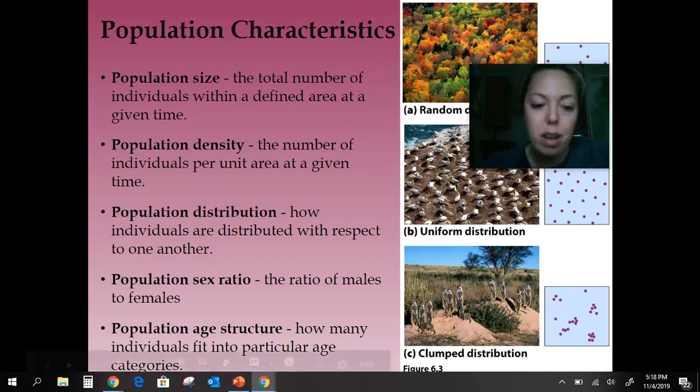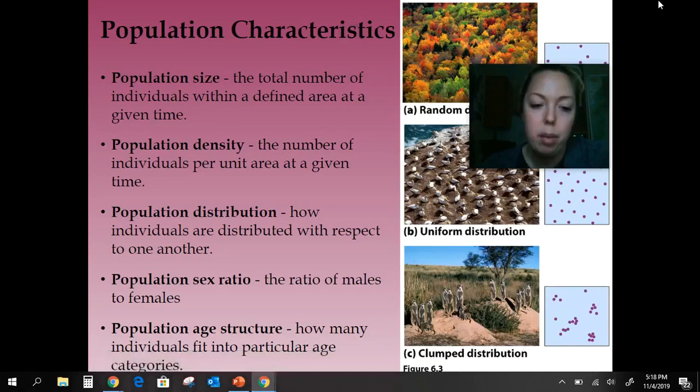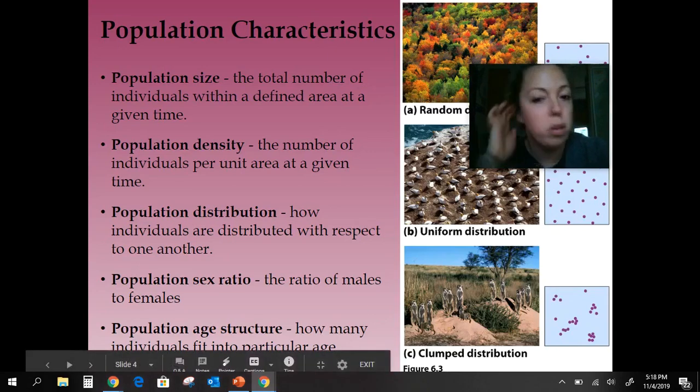The last thing that you guys should be familiar with, oops, I shouldn't move that because it moves it away, is the population age structure, how many individuals can fit into particular age categories. So this basically just helps ecologists determine how fast a population can grow. We definitely use these histograms when we talk about human population, so we'll talk more about that in chapter 7.